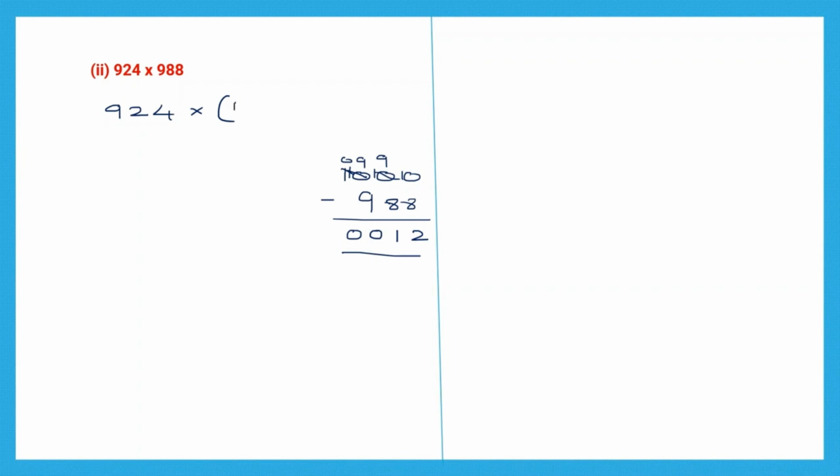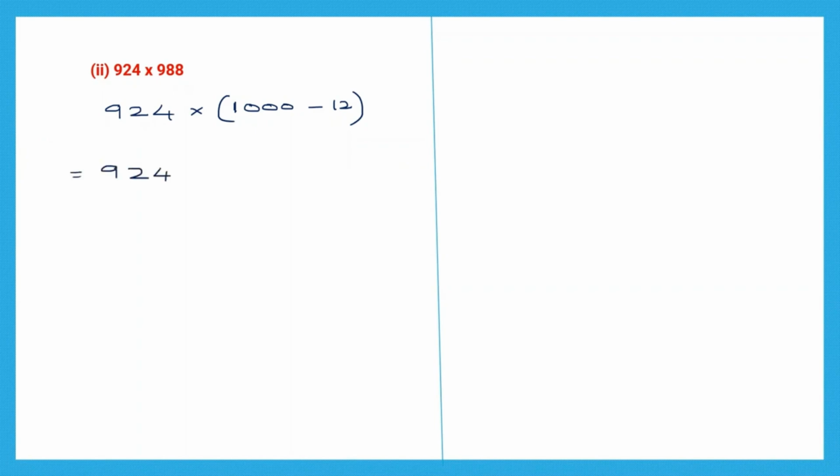1000 minus 12 is 988. So we can write that here. So I can write 1000 minus 12. So what have I done? Instead of 988, I have written 1000 minus 12. It's the same as 988. Now I can multiply 924 first by 1000. That is here, this one. And then I put minus, and then I multiply 924 into 12.